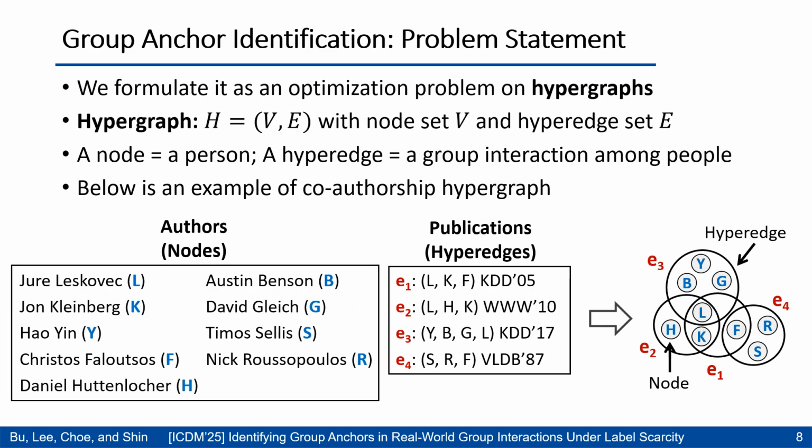Mathematically, we formulate the problem of group anchor identification as an optimization problem on hypergraphs. Hypergraphs are generalizations of graphs consisting of nodes and hyperedges. In our case, each node represents a person, and each hyperedge represents a group interaction among multiple people. Here we have an example of a co-authorship hypergraph, where each node is a scholar and each hyperedge represents a publication in which the nodes are the authors co-authoring this publication.